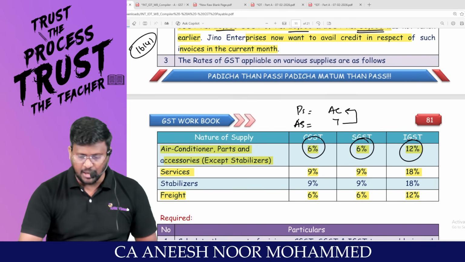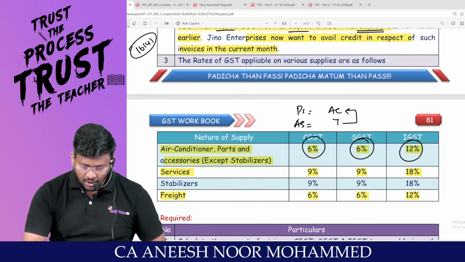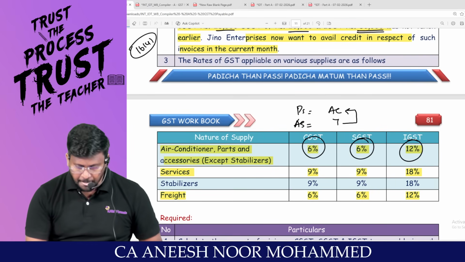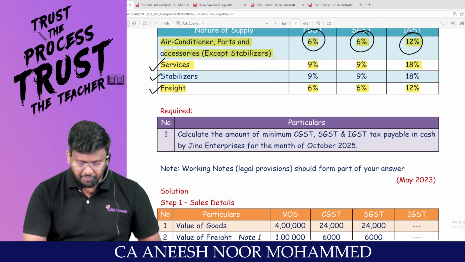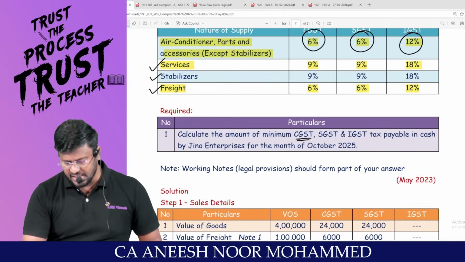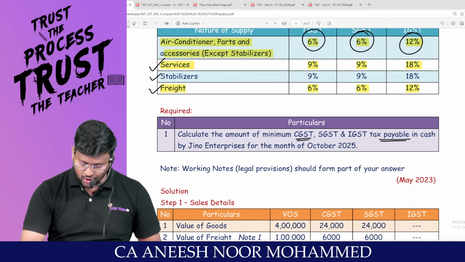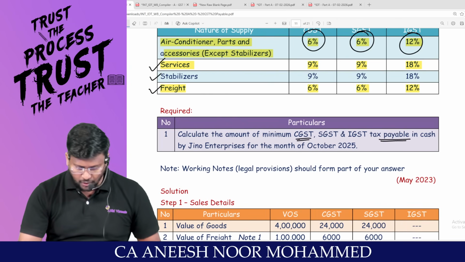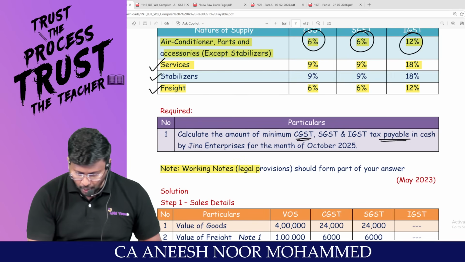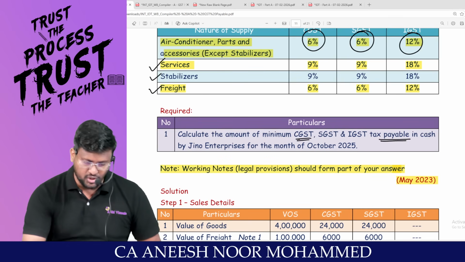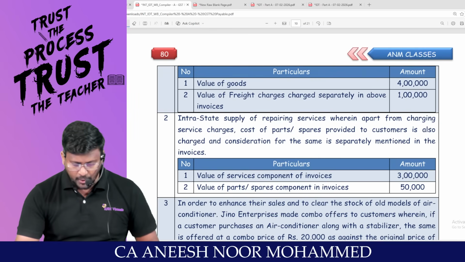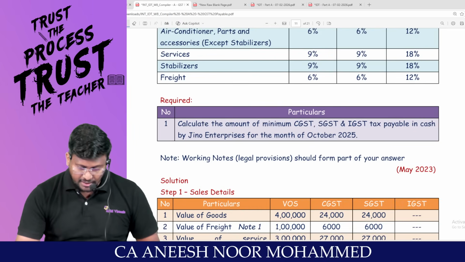Rate of GST applicable. This is where the real game is: AC 6%, 6%, 12%; services 9%, 9%, 18%; stabilizer 9%, 9%, 18%; for freight 6%, 6%, 12%. Calculate the amount of minimum CGST, SGST, IGST tax payable in cash by GST Enterprises for the month of October. Working note should form part of your answer. This is a past, May 2023 question, my dear lovable students. I'm coming to it one by one. Please be with me and get the full explanation.